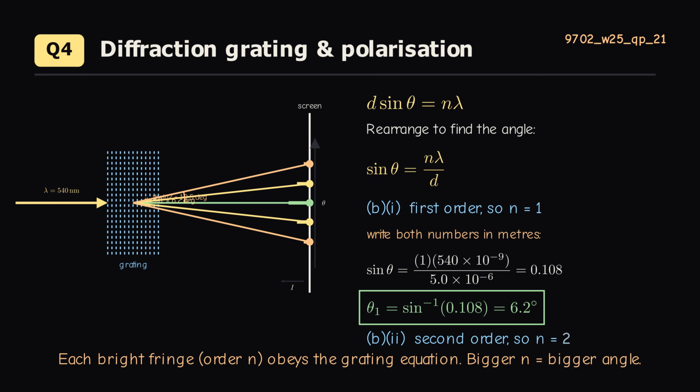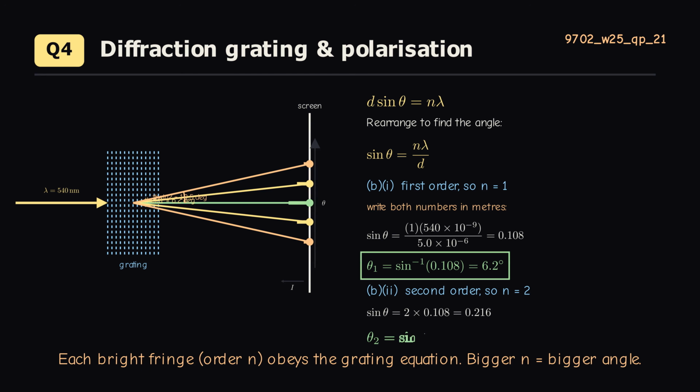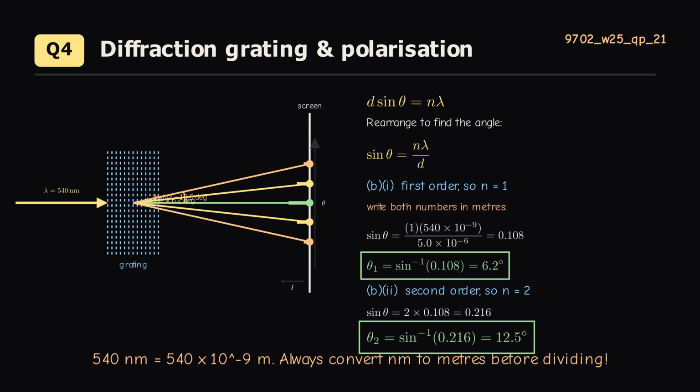Part B. Part 2. Second order, n equals 2. Sine theta equals 0.216, so theta 2 equals 12.5 degrees. 540 nanometers is 540 times 10 to the minus 9 meters. Always convert nanometers to meters before dividing.